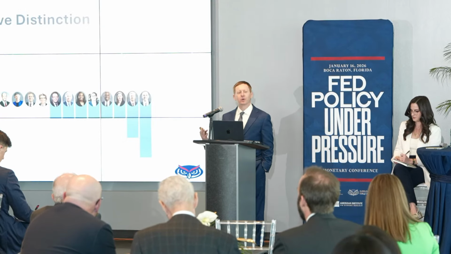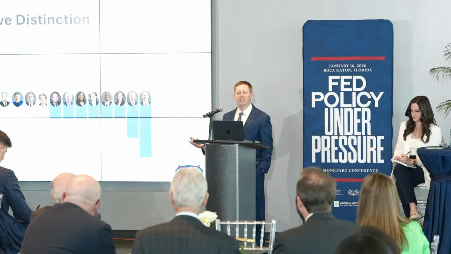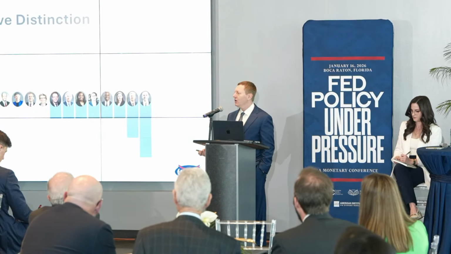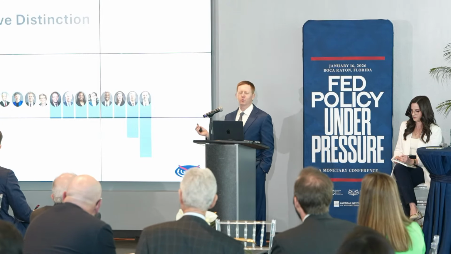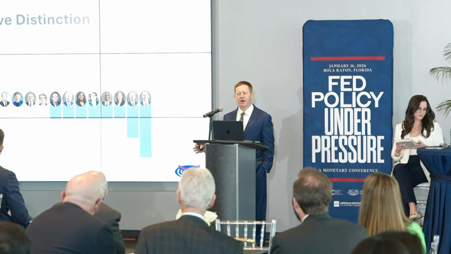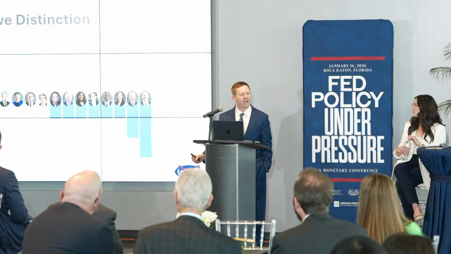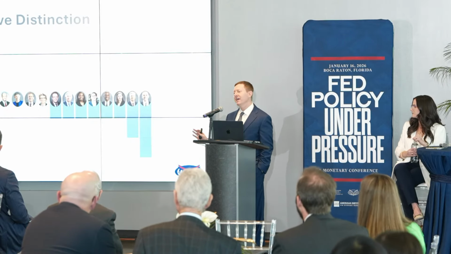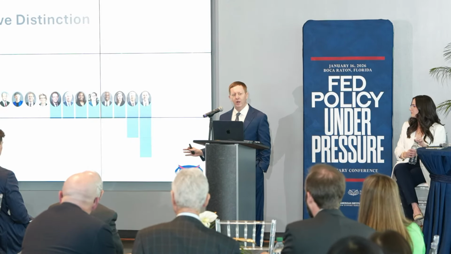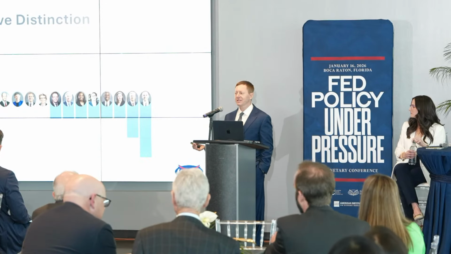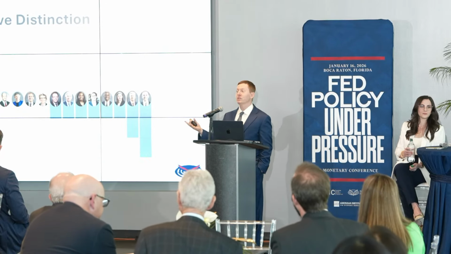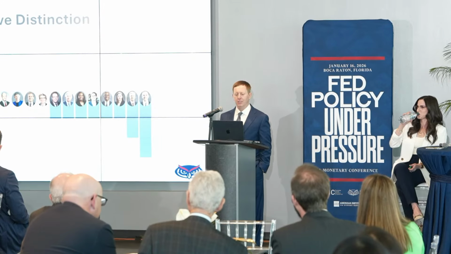Now, you've probably come across this hawk-dove distinction in the context of the Fed. Hawks, these are Fed officials who really hate inflation. They want to conduct monetary policy to bring inflation down or keep inflation low and stable. Doves, on the other hand, really care about unemployment. And so they want to conduct monetary policy in order to promote employment, to keep unemployment low.